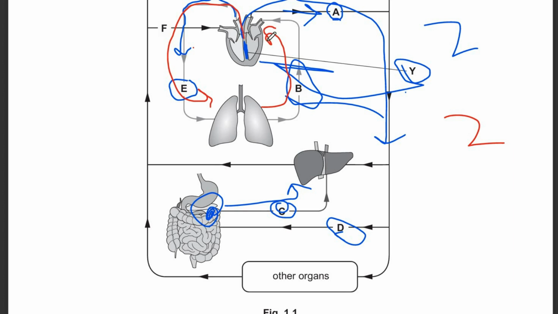And then in another cycle, after coming back to the heart, the blood is pumped from the heart to the rest of the body. This is the second cycle. So this means that the blood flows through the heart twice in one complete circuit.